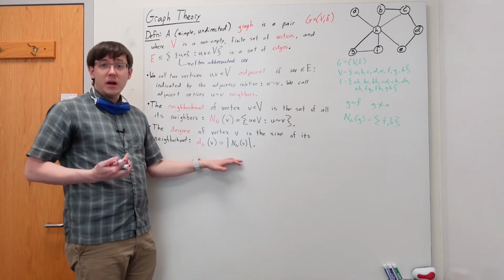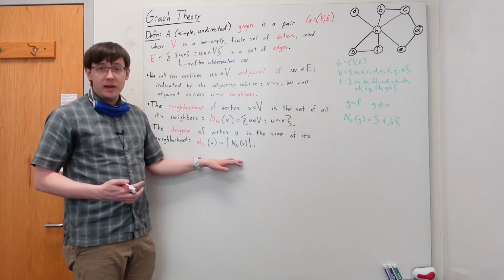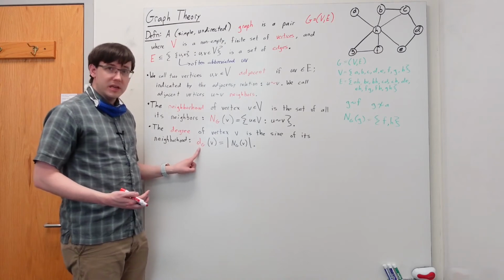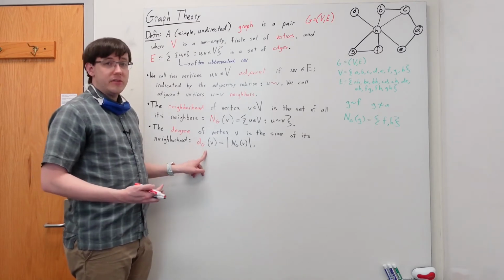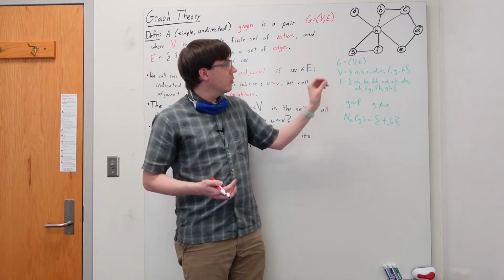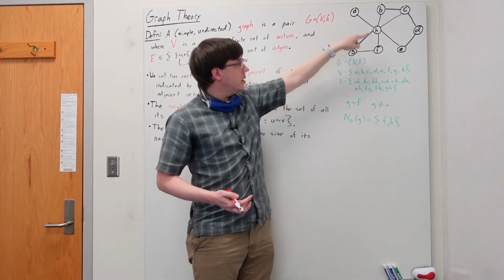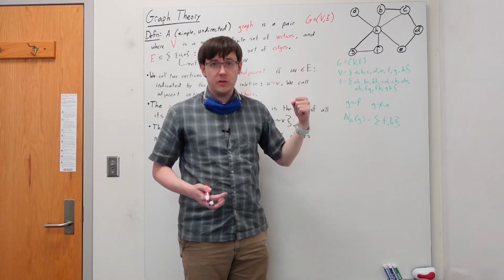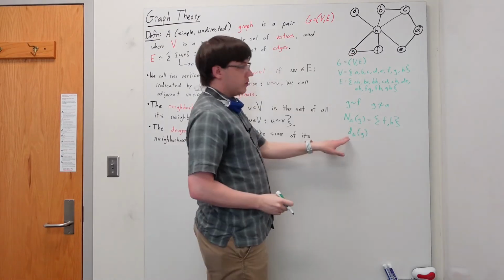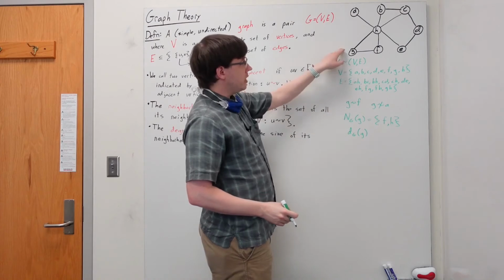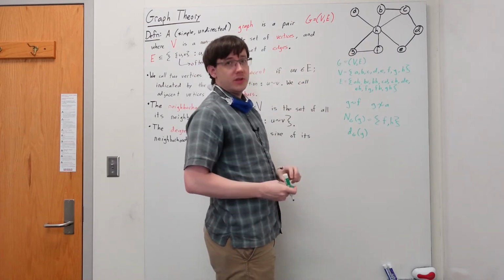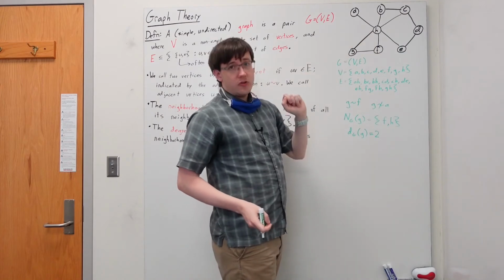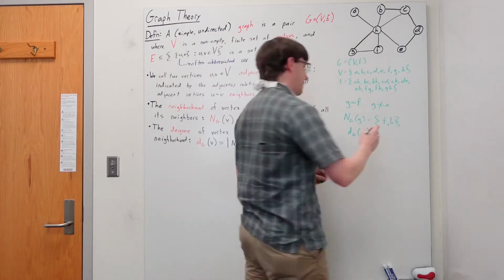The degree of a vertex is the size of its neighborhood. We denote this with D sub G. And the size of the neighborhood is equal to the number of edges incident to that vertex. So the degree of node G is 2, since it has two neighbors. And the degree of H is 6.